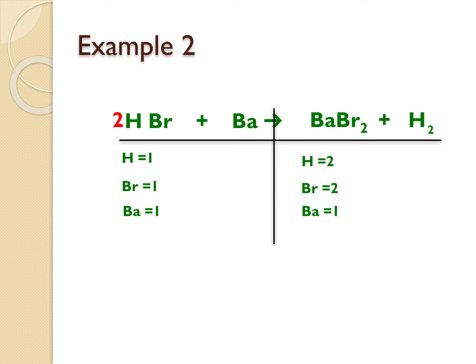Again, do not forget, you have to use the distributive property. If you don't, you're going to get burned. So the 2 goes to the H. Done. Don't forget, it has to go to the Br too. There you go. Now, are we balanced? Oh, look at that. That was actually pretty easy. We have 2 hydrogens on each side, 2 bromines on each side, and 1 barium.